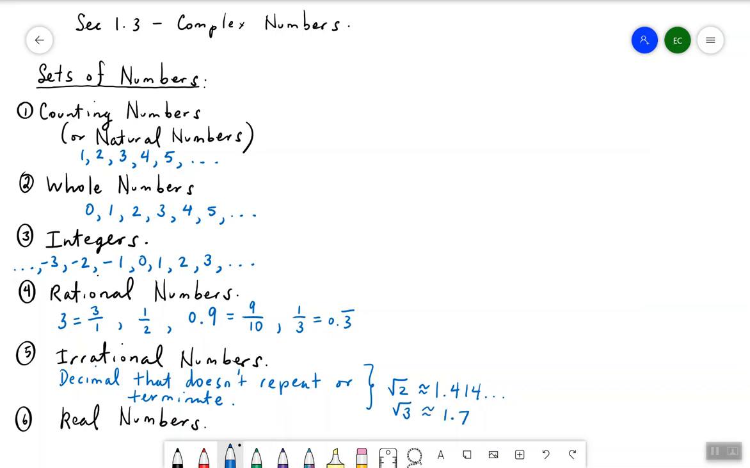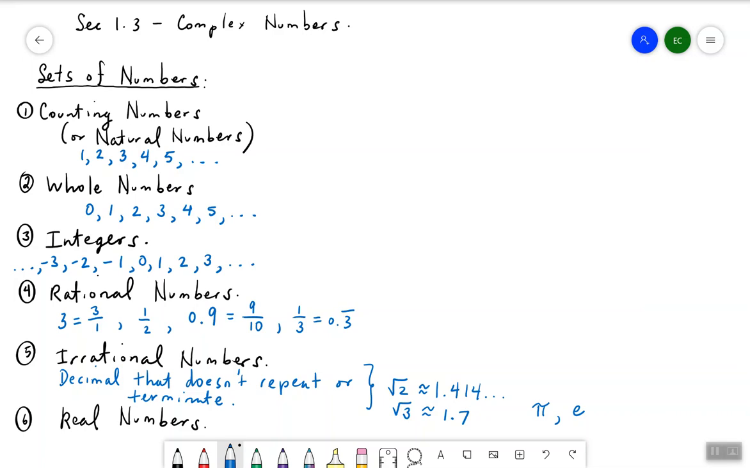And then what about the square root of 4? Well, the square root of 4 can be simplified as 2. So 2 does terminate, and so the square root of 4 equals 2 is a rational number, and it also happens to be an integer and a whole number and a counting number. And so radicals like the square root of 2 and the square root of 3 are good examples of irrational numbers. There are a couple more famous irrational numbers. The number pi and the number e are 2 more irrational numbers.